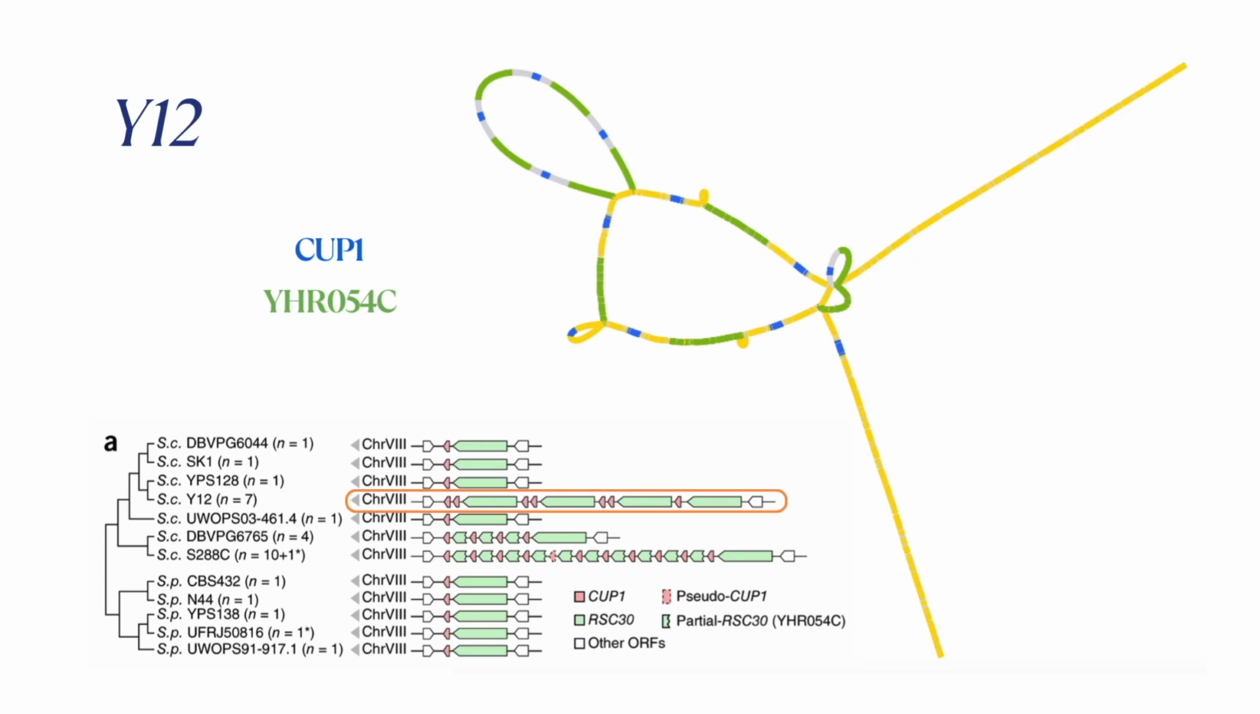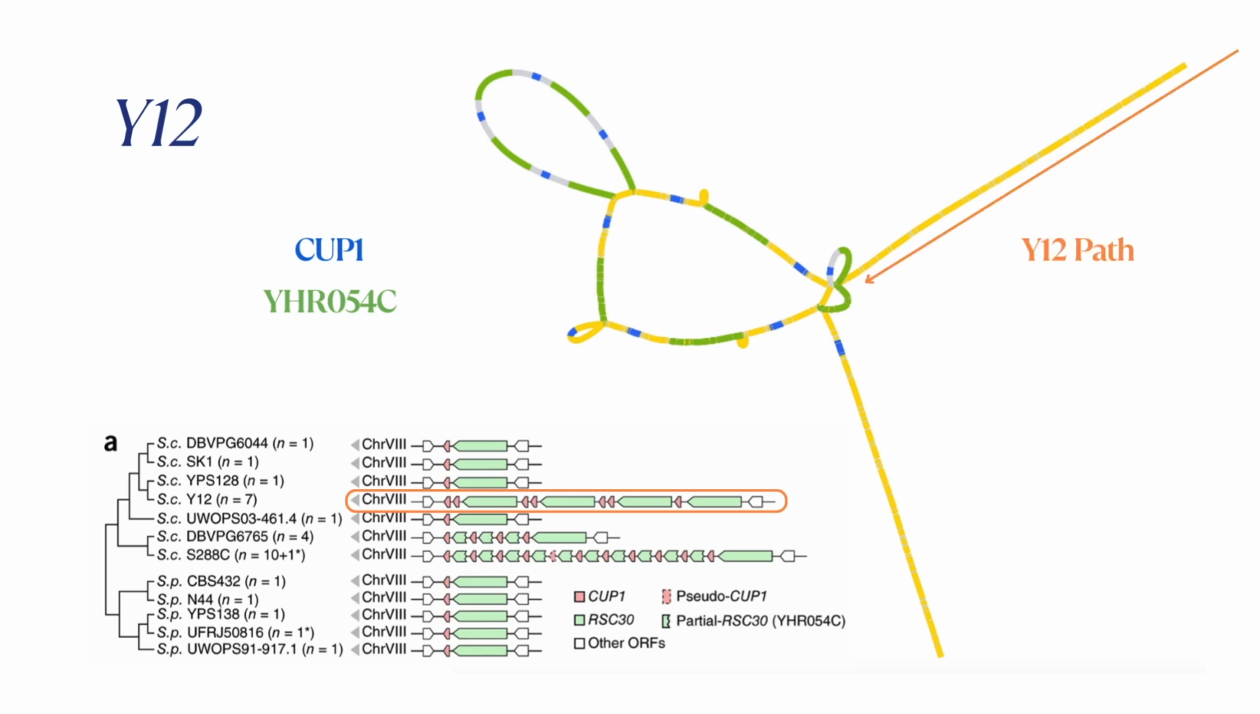Now let's look at Y12. It's a little more complicated. As you can see in the diagram down below, it has 4 copies of YHR054C and 7 copies of CUP1. The YHR054C genes are interspersed by either 1 or 2 copies of CUP1. The Y12 path was highlighted in yellow in Bandage, and you can see it's capturing one of those large loops, but skipping the other one.